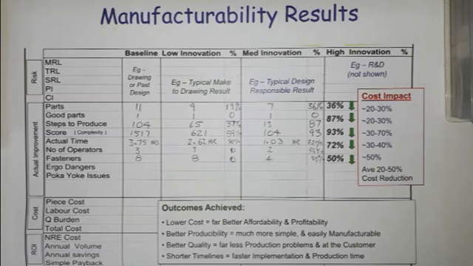And that's resulted in the manufacturing complexity score going from 1500 down to 104, so a 93% reduction in the complexity of our manufacturability. And the actual time to manufacture has gone from 3.75 hours down to 1.03 hours, a 72% reduction.